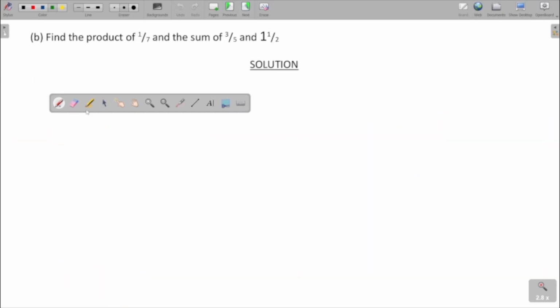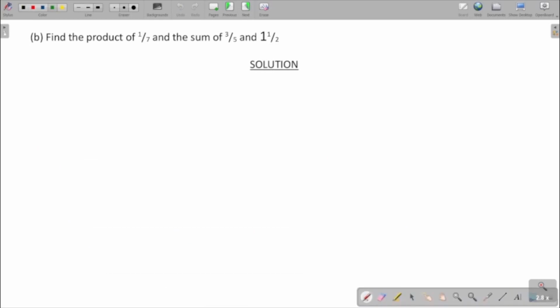Now the next question says, find the product of 1 over 7 and the sum of 3 over 5 and one whole number 1 over 2. That is what we are asked to solve. Let's put it this way. The product of 1 over 7. The product means multiplication, and the sum of 3 over 5.